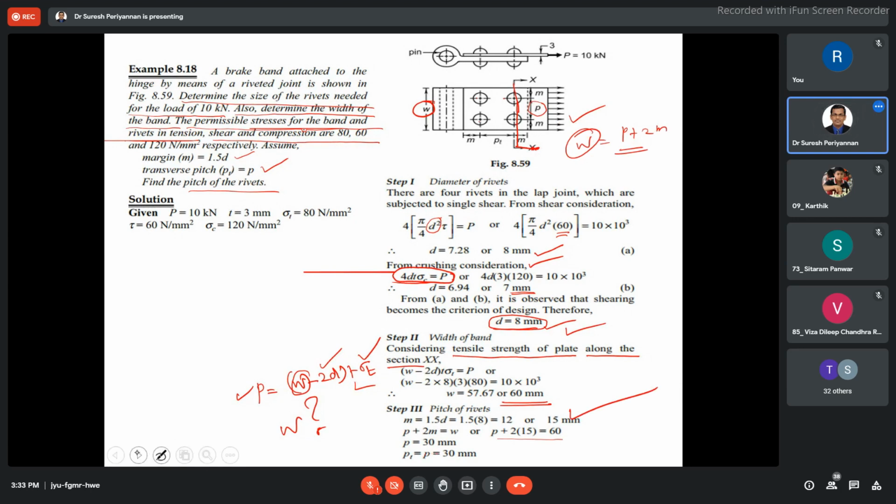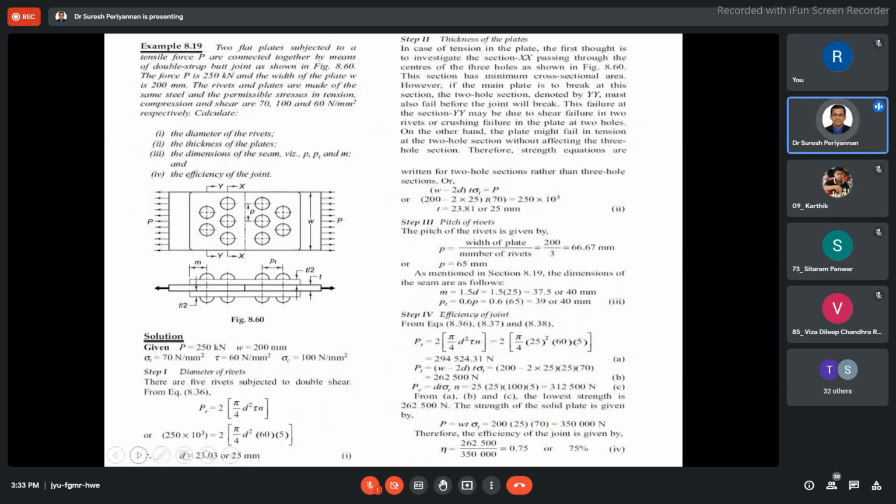Okay, now I come to the next problem. Two flat plates subjected to a tensile force P are connected together by means of a double strap butt joint as shown in the figure. This is a double strap butt joint.